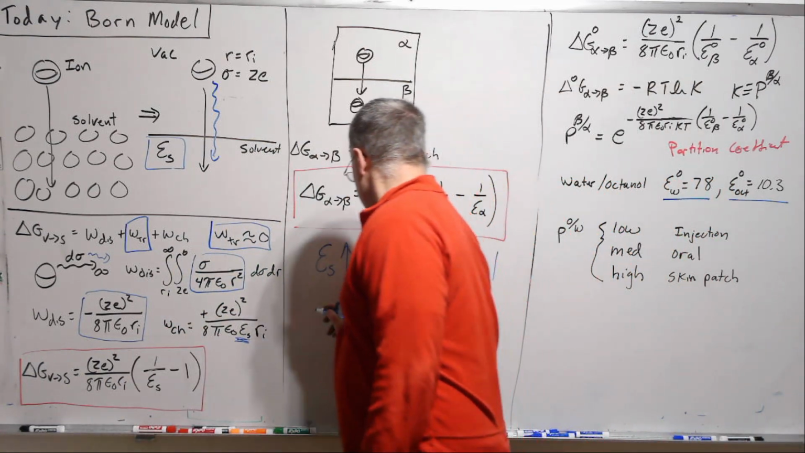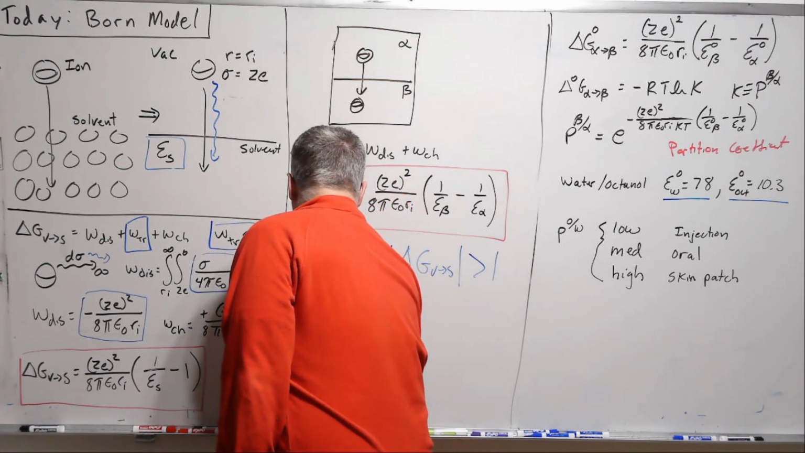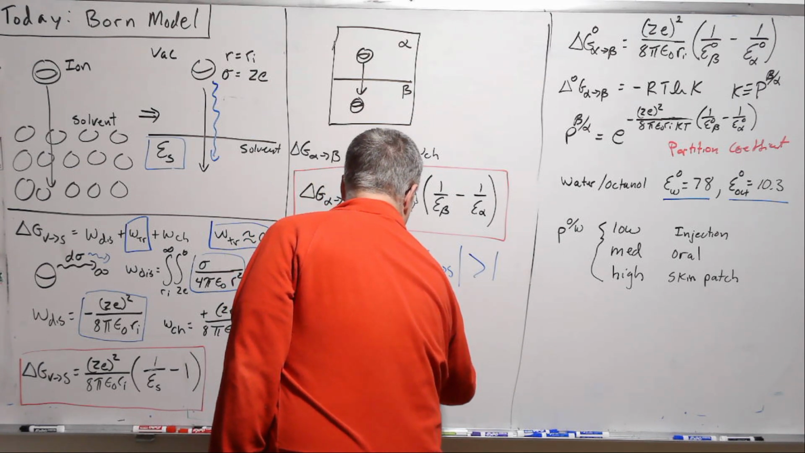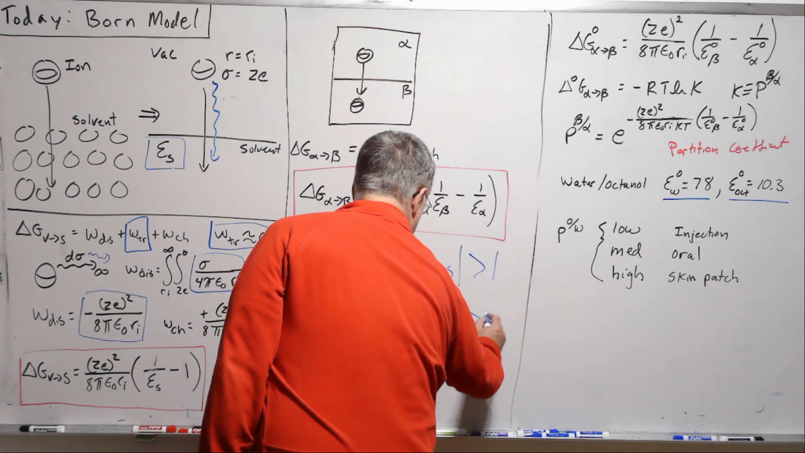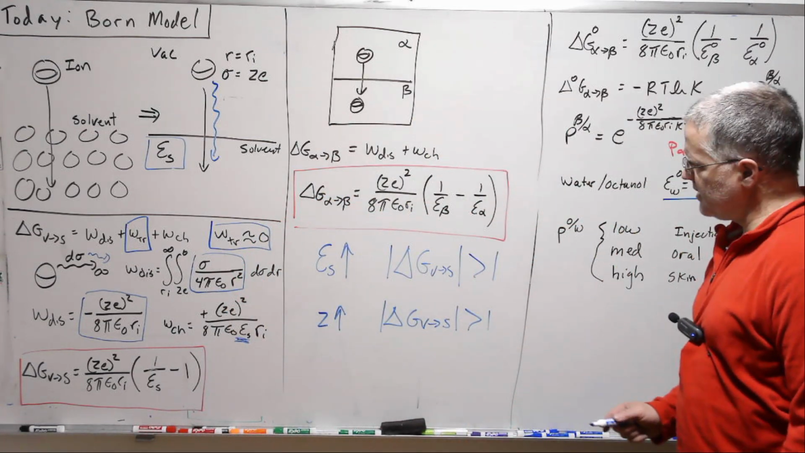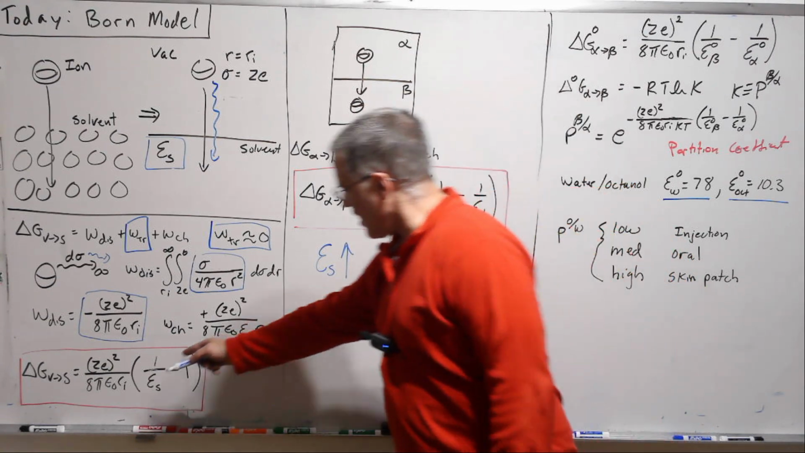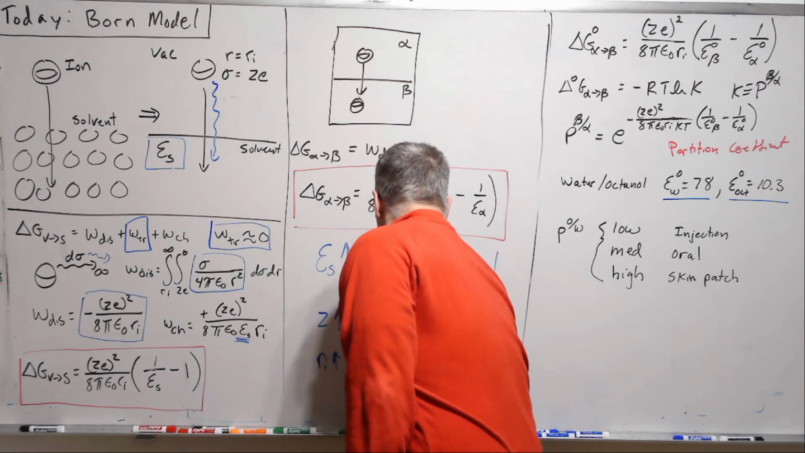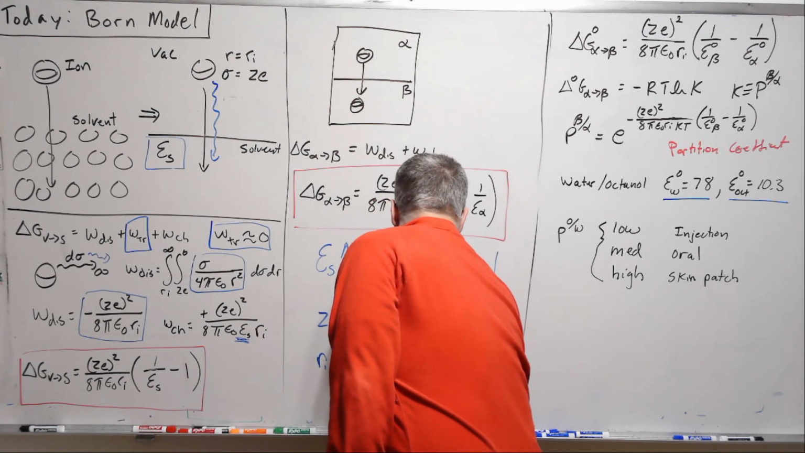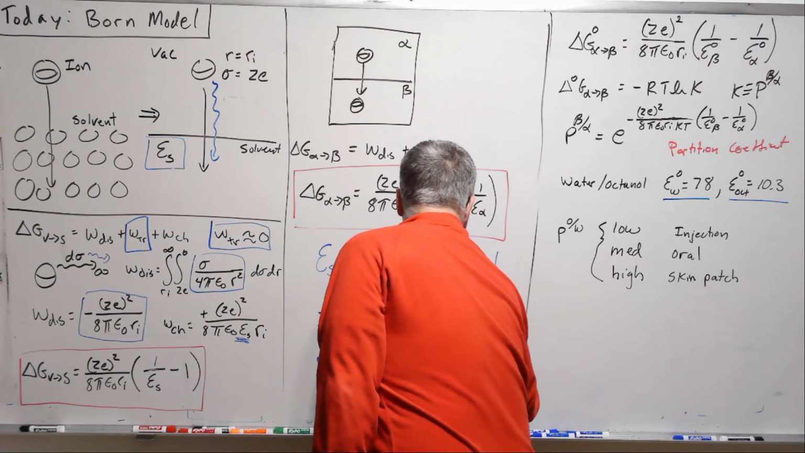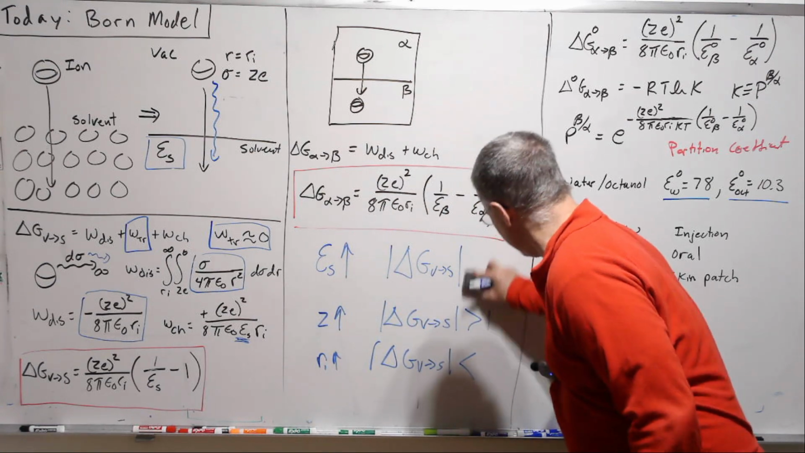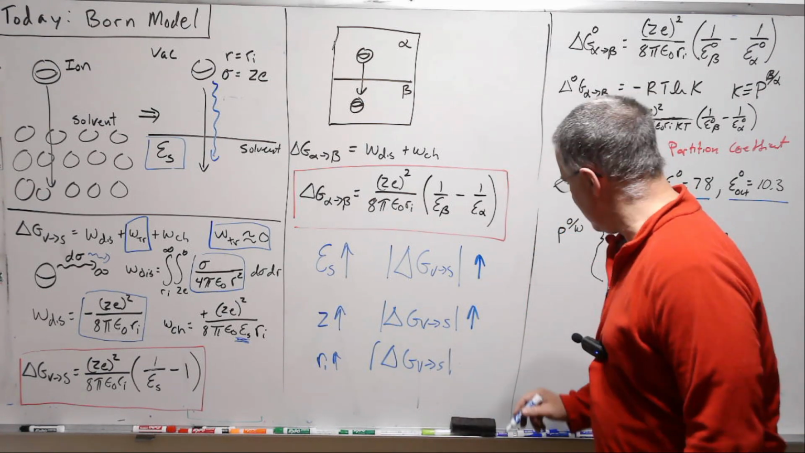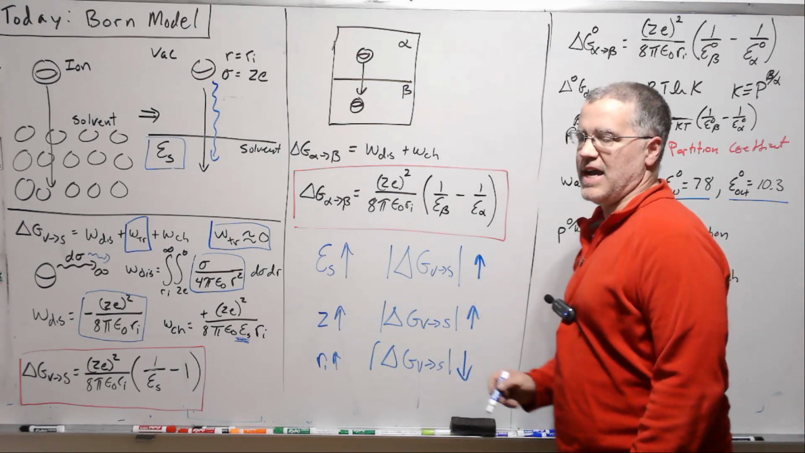Let's look at the oxidation state, Z. As Z goes up, the absolute value of delta G goes up. And finally, let's look at R. R is in the denominator here. So as R goes up, the absolute value goes down.